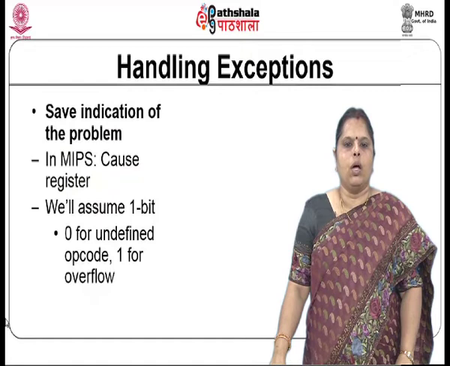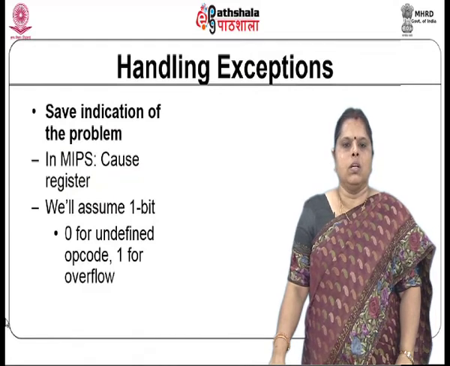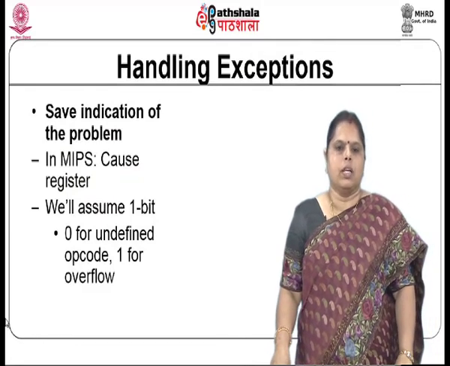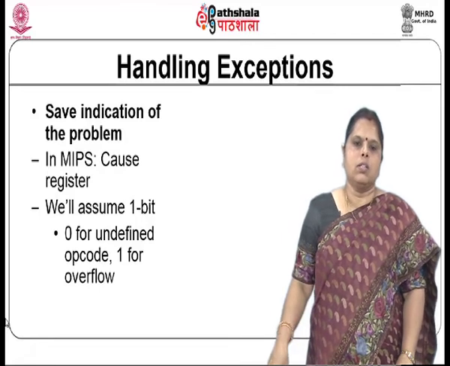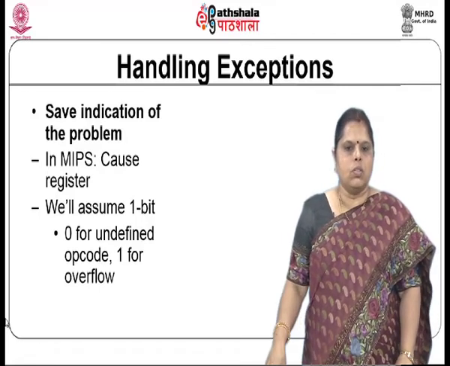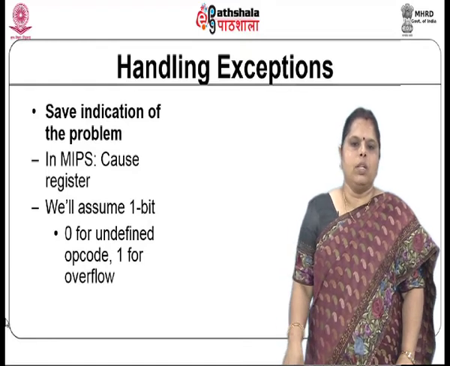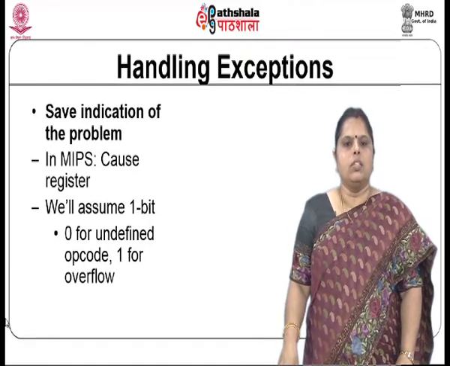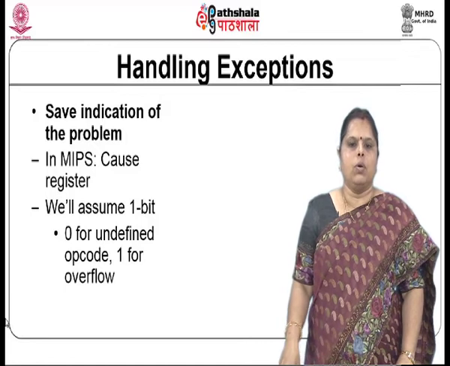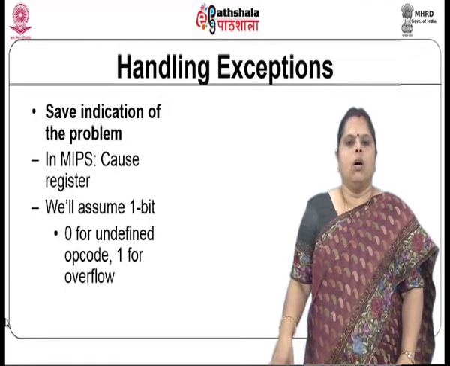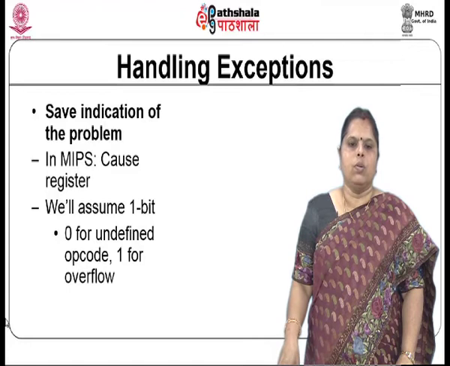And you also have what is called a cause register, which stores the cause of the exception. Depending upon the number of causes you have, you can encode all these values here. For example, we will just look at two causes. Let us assume that an exception might arise because of an undefined opcode, or it might arise because of an overflow. It is enough if we use 1 bit for this.